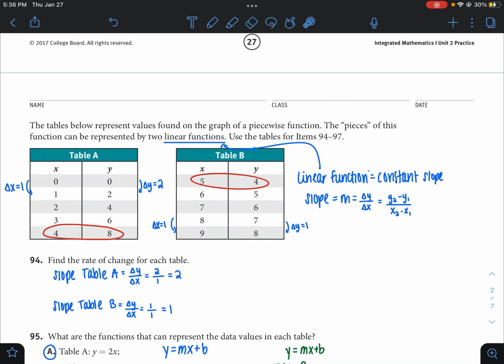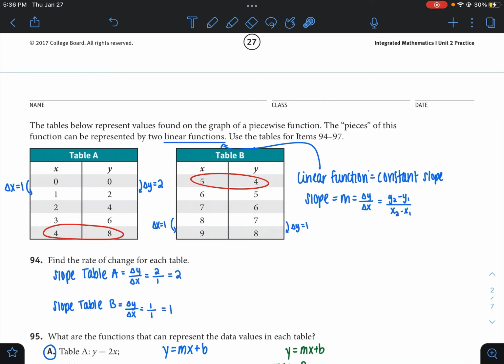Now with 95 here, okay, what are the functions that can represent the data values in each table? So basically, what are the y equals mx plus b equations? Well, right off the bat here, we should notice that that slope is 2. All right, so therefore, since that's 2, our equation for table A should have y is equal to 2x plus something, potentially. Okay, so we can immediately cross off C and D because they have slopes of 1/2, which don't match up. Then we're left with option A and option B, and the difference between them is the first one is 2x and the second one is 2x plus 1.